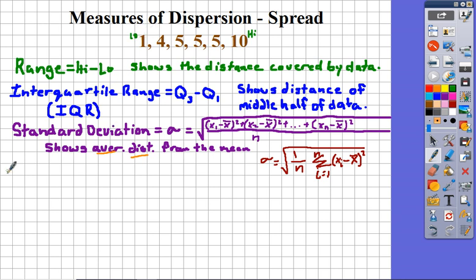So we can find the range of that by simply doing 10 minus 1. And we get a range that equals 9.